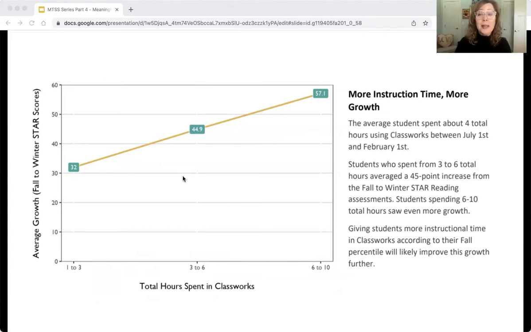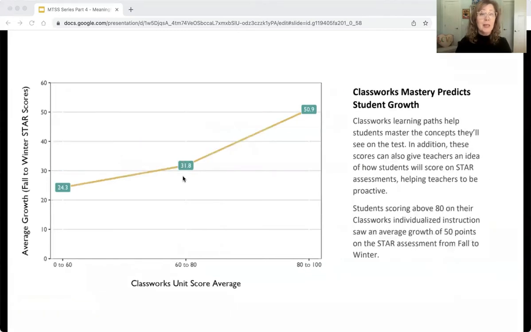Studies show that when students spend more time in Classworks, they experience more growth. And not only does time on task impact growth, students with higher mastery also see more growth. So achieving that 80% mastery is so important. And that is done by teachers reassigning instruction and raising expectations for students. Higher mastery predicts more growth.